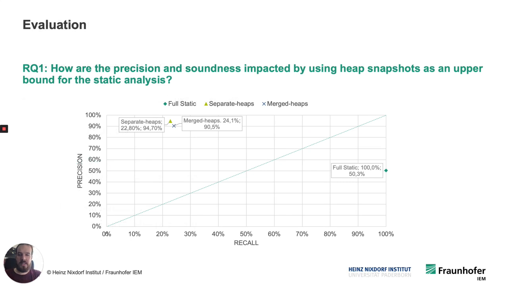In our study, we asked and answered 4 research questions, which I am now going to discuss. First, how are the precision and soundness impacted by using heap snapshots as an upper bound for the static analysis? By measuring against Droid MacroBench, we found that using the separate heaps approach and the merged heaps approach, the results only vary slightly. Both approaches yield a very high precision, but at a huge cost in recall compared to the purely static analysis.